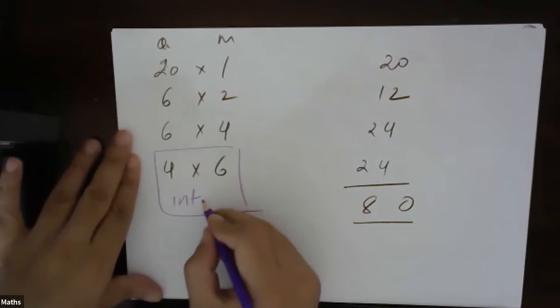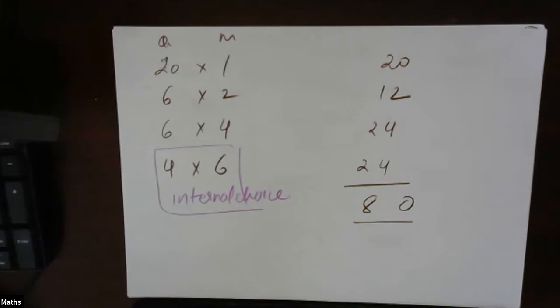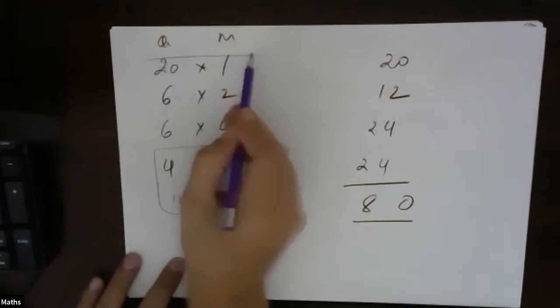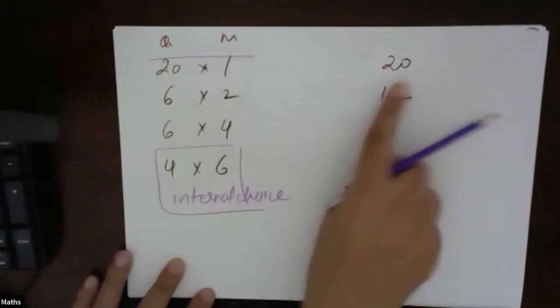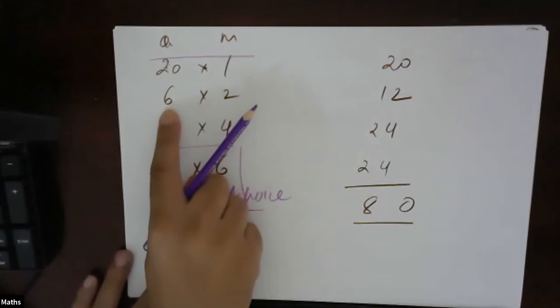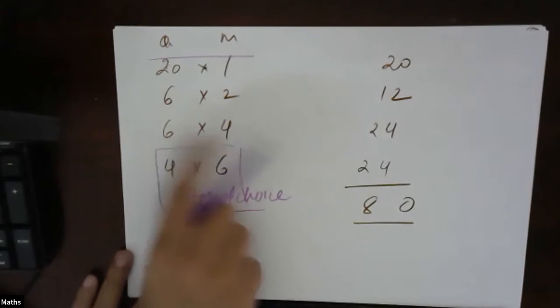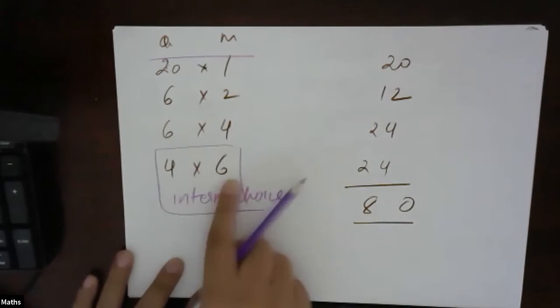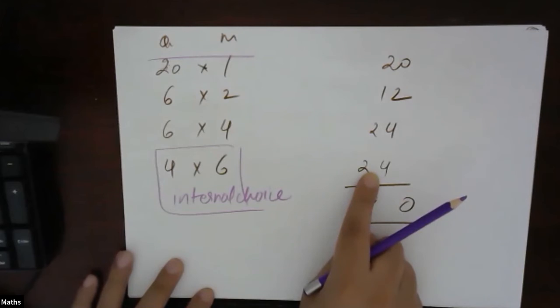Yeah, there will be internal choices in the 6 mark questions. I'm not sure how many questions, but they will be. Okay, fine, sir. Thank you. So you will not have any exam during your term exam, and this is the pattern. You will have 20 marks, 20 questions into 1; 6 questions into 2, 12 marks; 6 questions into 4, 24 marks; 4 questions into 6, 24 marks.